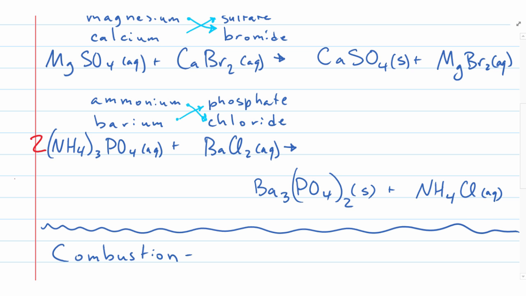How many ammonium ions do we have altogether now? 6. How many ammonium ions here? 1. So what do we need here? We need a 6 there. Then if we look at the bariums, we have how many bariums here? 1. How many here? 3. So we need to put 3 in front of the BaCl2. And how many chlorines? 6. And how many chlorines here? 6. This then is a balanced chemical equation. So any questions on any of these?